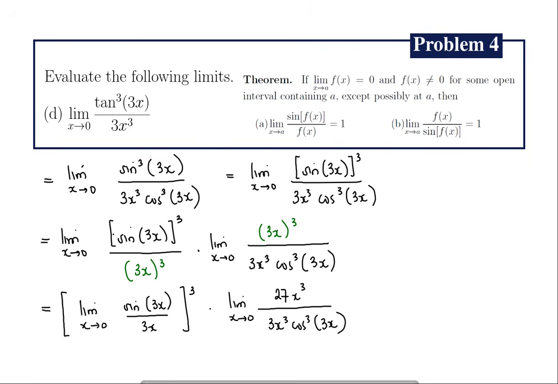Okay? This part, this is just 1, tapos raised to 3, so meron kang 1 raised to 3, times, this one is 0 over 0, so just cancel the x cubes, and then you'll get 27 over 3 times cosine cube of 3x. Itong cosine cube of 3x magiging cosine cube of 0, so 1 lang yun. So you get 27 over 3, which is just 9. Okay? So you have the final answer is 9.